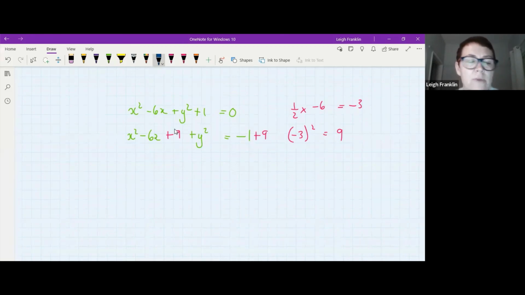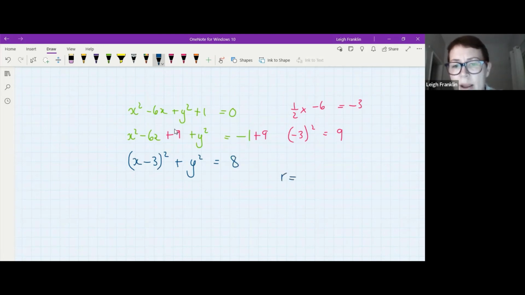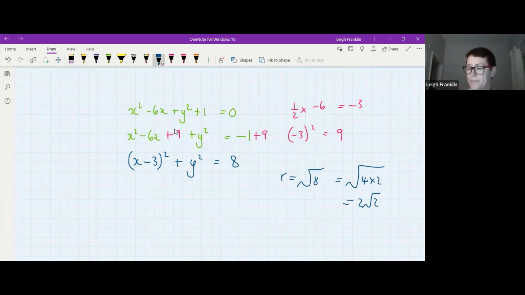Now factorizing my perfect square trinomial in terms of x gives me that. And y is already sorted, and negative 1 plus 9 is where the 8 came from. So that's why I said the radius was root 8, even though your calculator would tell you that it's 2 root 2. It's the same thing.